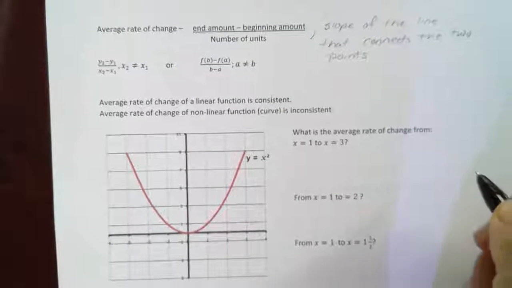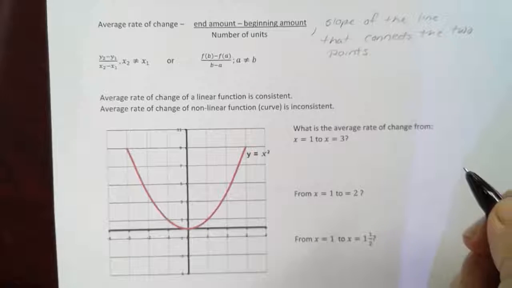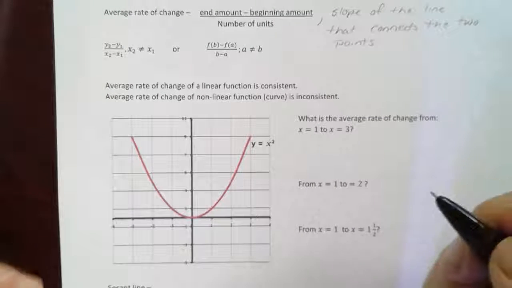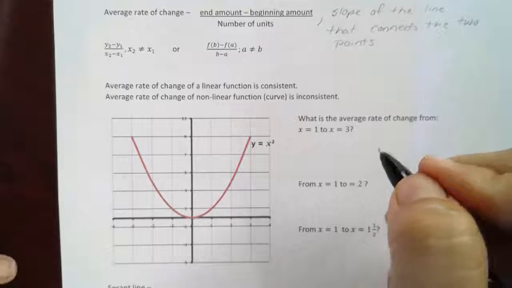Now, as far as linear functions or lines are concerned, the average rate of change is consistent. It's constant. It doesn't change. You can pick any 2 points you want. You're always going to come out with the same number.